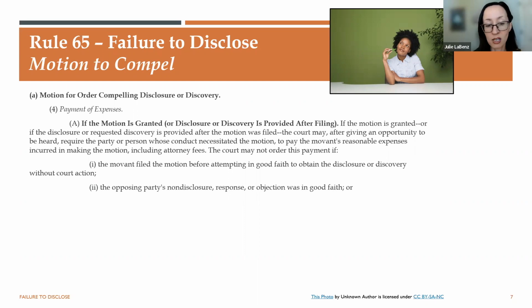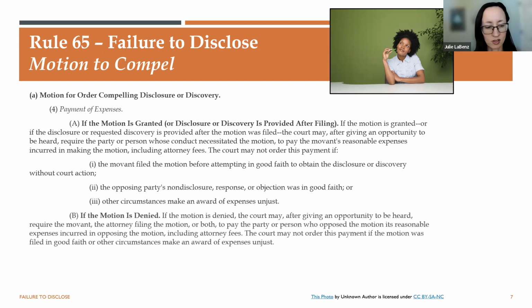If the opposing party is not disclosing or not responding or objecting and they're doing so in good faith, then the court can't order them to pay your expenses. Or if other circumstances make the award of paying your fees and costs unjust, the court can't do it. So if there's been a failure to disclose, one of the remedies can be a payment of the other side's fees and costs for bringing the motion to compel, but there are some exceptions for good faith, a failure to attempt to resolve the matter, or if it would just be unjust.